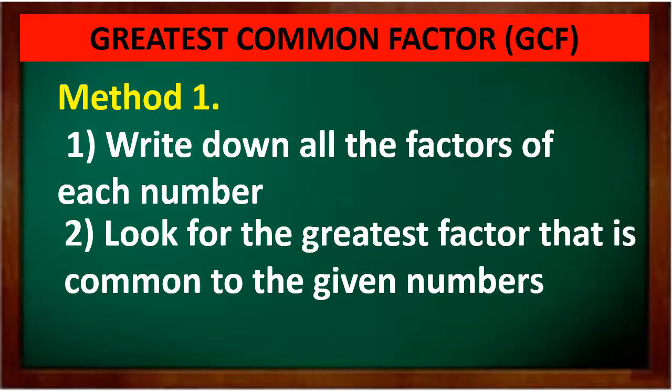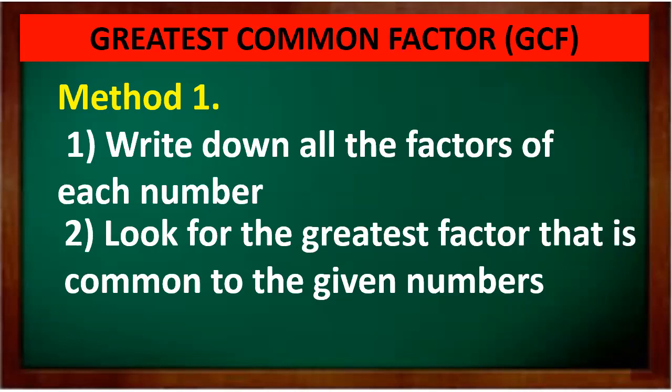Okay? So, the second step is look for the greatest factor that is common to the given numbers. Alin ang pinakamalaking factor to both numbers or sa lahat ng numbers, kung mas marami pa sa 2 ang pinahahanap sa atin ng greatest common factor? Kung ano yung pinakamalaki na common sa lahat ng numbers, yun po yung greatest common factor natin. And that is for method 1.